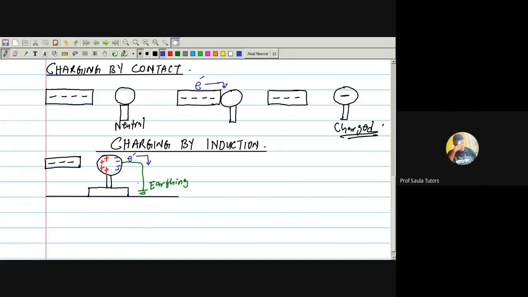Then when the negative charges get transferred to the ground and you now separate this, what happens? We will now be having something like this. This is what we'll be having. This is the sphere.